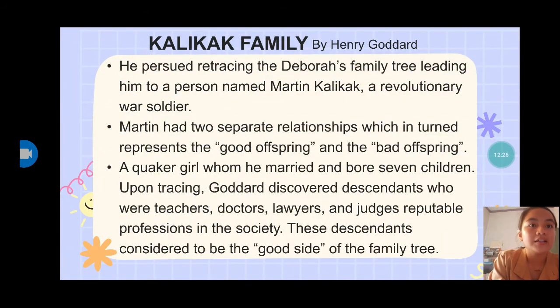He pursued retracing Deborah's tree, leading him to a person named Martin Kallikak, a Revolutionary War soldier. Martin had 2 separate relationships, which in turn represent the good offspring and the bad offspring: a Quaker girl whom he married and bore 7 children. Upon tracing, Goddard discovered descendants who were teachers, doctors, lawyers, and judges, reputable professions in society. These descendants were considered to be the good side of the family tree.